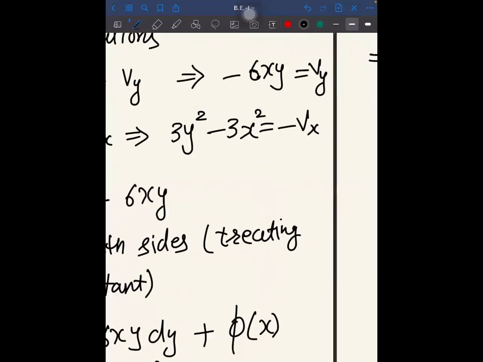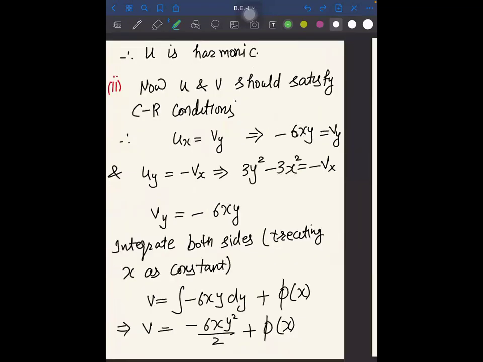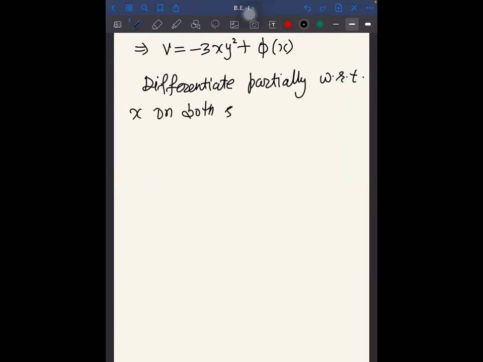Now you will use this relationship. That means you know that your vx is going to be 3x square minus 3y square. I'm not talking about minus vx, okay? So now you differentiate partially with respect to x on both sides. So what do you get? Here you'll get vx. Here you get minus 3y square. And what about this phi x? Can anybody tell me what about this phi x?